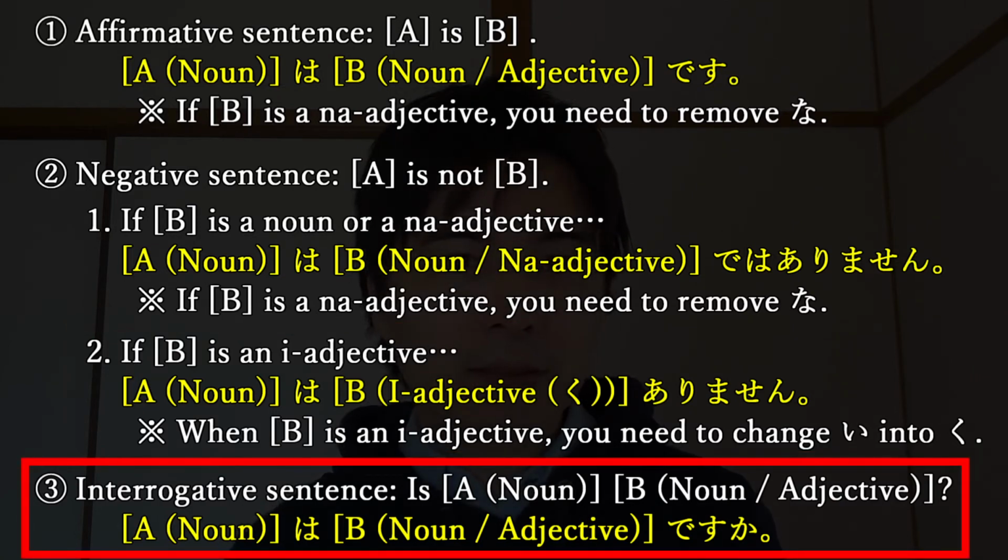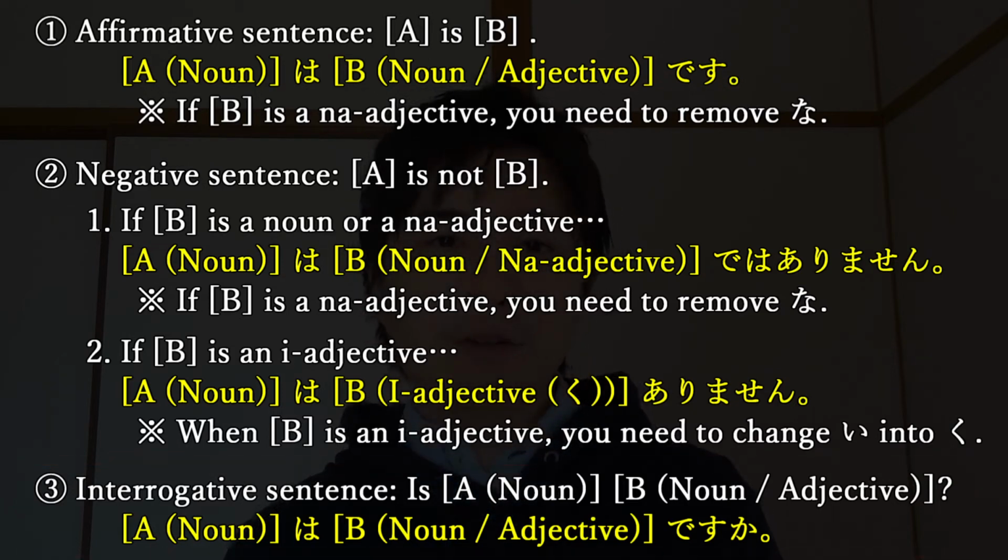3. Interrogative sentence. Is A B? A は B ですか？To ask a question, you just need to add か at the end of the sentence. Do you remember them? If your memory is still not clear, please review the previous chapters in this video. So let me ask 10 questions.